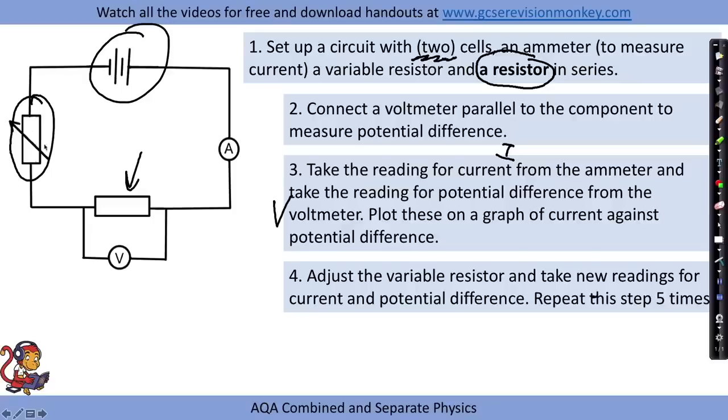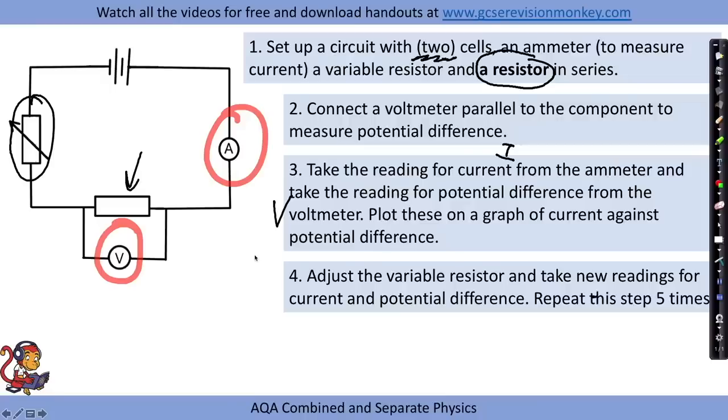So if we adjust this 5 times, it will give us 5 sets of readings for ammeter, which is the current, and 5 sets of readings from the voltmeter, which is potential difference. If we didn't have that, we just get 1 reading from each and we would be stuck. So this gives us a wide range of readings.